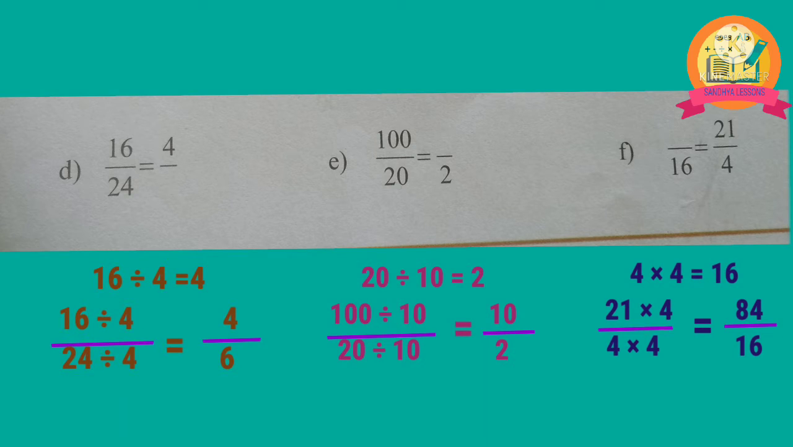D problem, 16 by 24. By dividing 16 by 4 we get 4. Therefore, by dividing numerator and denominator with 4 we get 4 by 6.